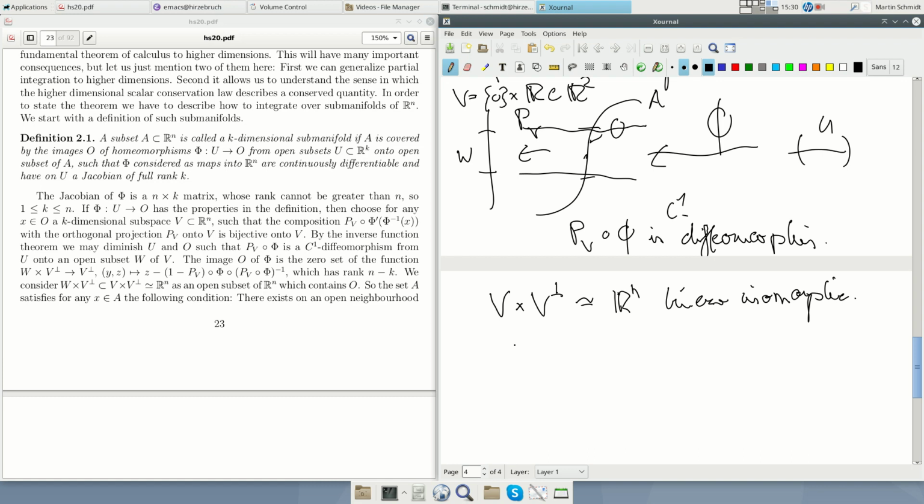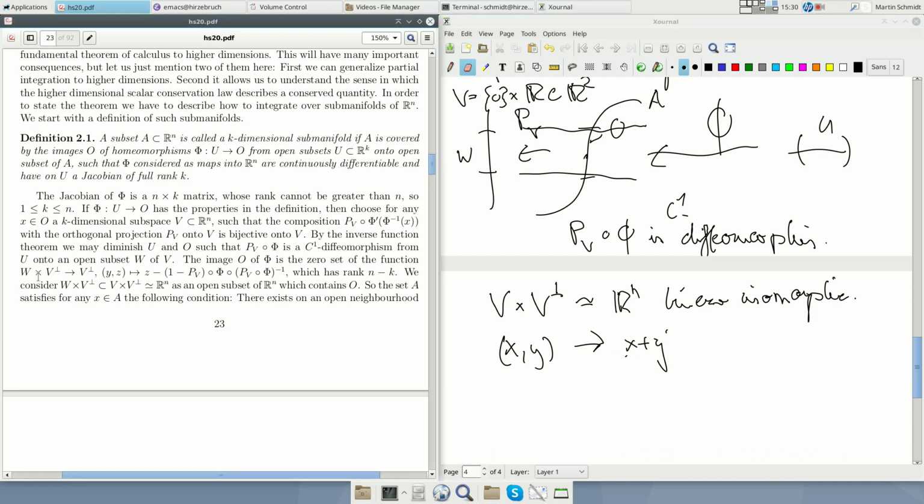Yeah, we can take the map (x, y) going to x plus y. Here we don't need these brackets. This map from V cross V perp, the orthogonal complement, is a linear isomorphism, clearly. So we identify this Cartesian product.